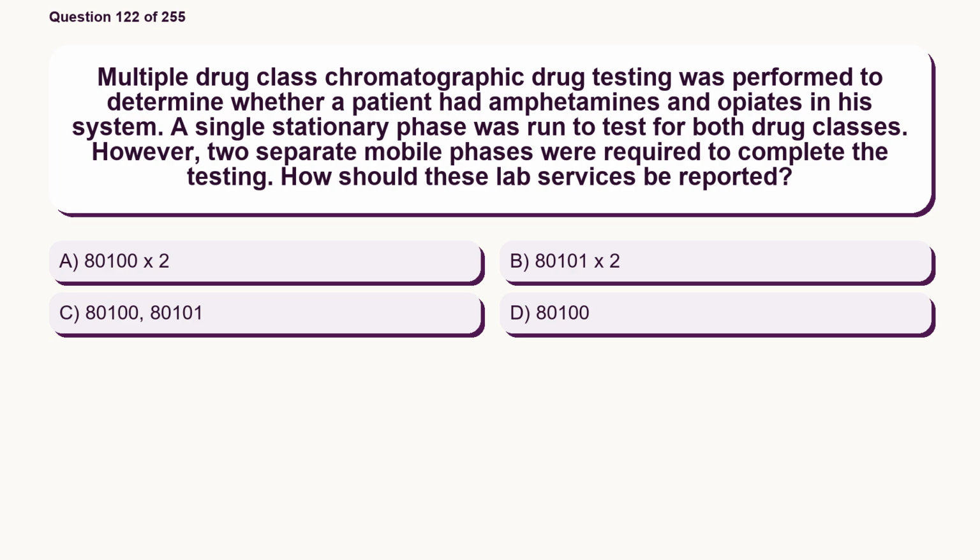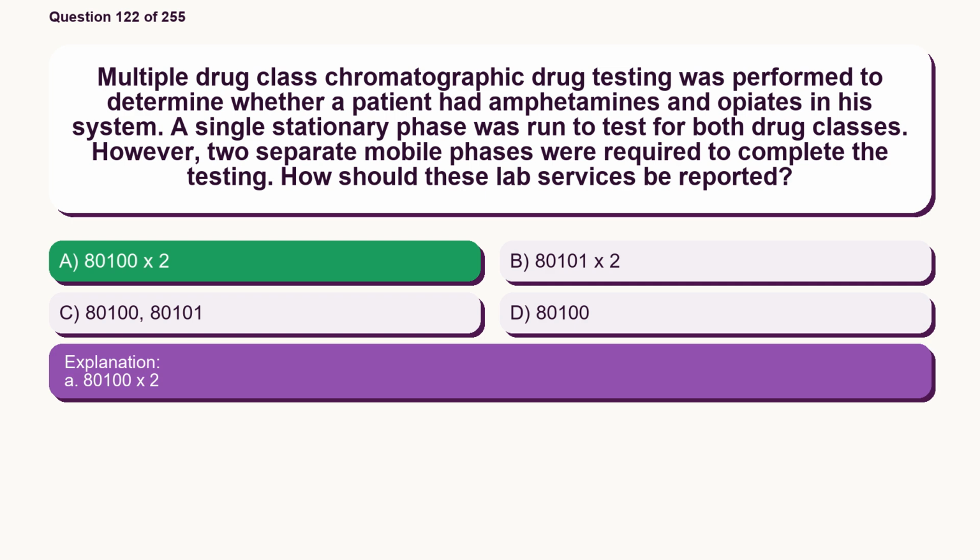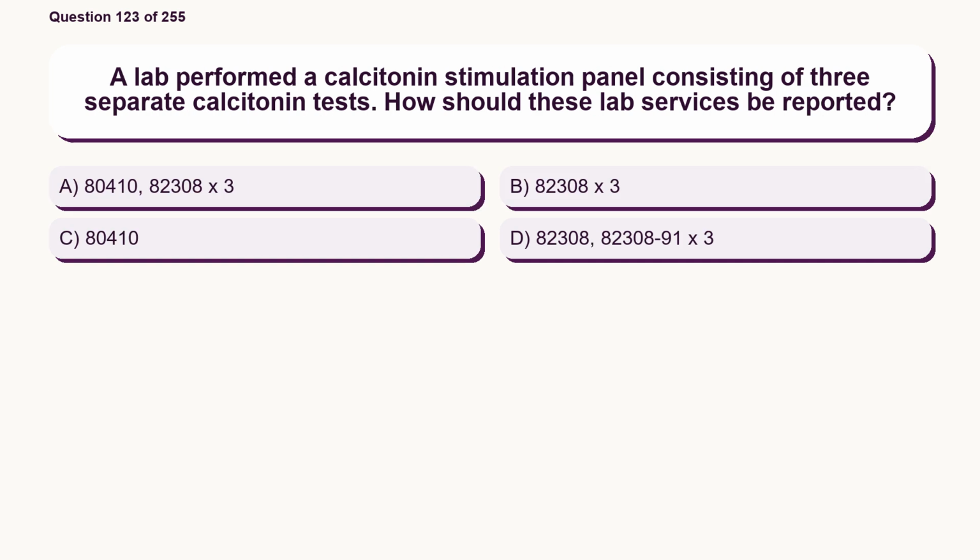Option A, 80100 x 2. Option B, 80101 x 2. Option C, 80100, 80101. Option D, 80100. The correct answer is option A, 80100 x 2.